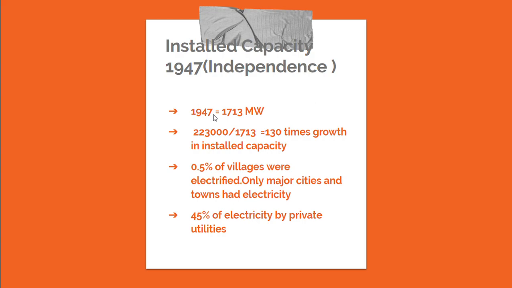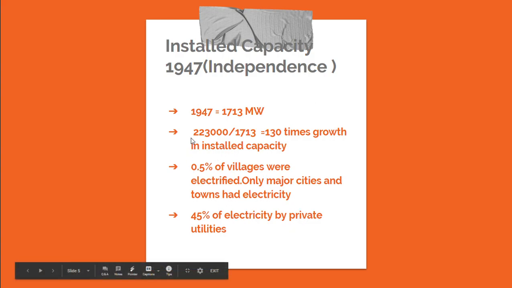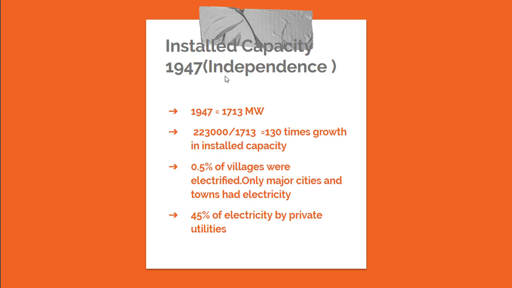And even if you look at these numbers, for example, in 1947, only 0.5% of the villages were electrified. That is negligible. It means that almost all the villages were in dark. Only a few major cities and towns had electricity, and that too only a few houses of those major cities and towns or a few industries were electrified. And about 45% of the electricity came from the private utilities. This is what was in 1947 when we just got independence.